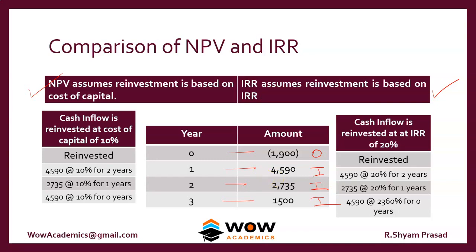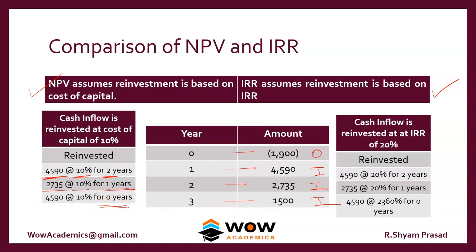Still, how many years are left for the project to get completed? The entire second year, the entire third year. So 2 years this money can be invested, right? Where can you invest it? NPV assumes that this 4590 can be invested at the cost of capital of 10% for the 2 years. Okay. On the second year end, you get 2735. As you get the amount at the end of second year, you can invest it for the entire third year. So 2735 can be invested at 10% for an entire 1 year. But this 1500 you are getting at the end of the third year, so that cannot be invested anywhere.